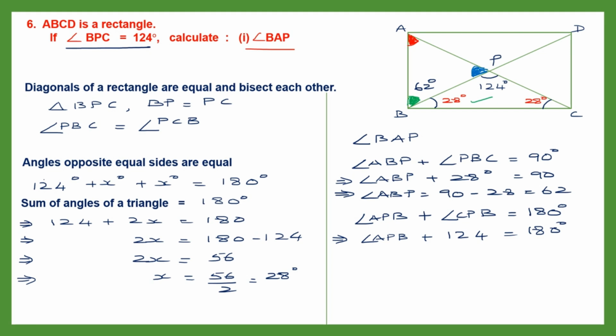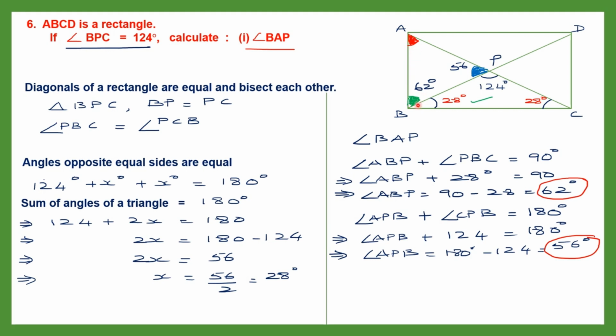Now why? Because they are angles on a straight line, or they are a linear pair. P and 124 are a linear pair of angles. So now we can find angle APB. This is equal to 180 minus 124, which is 56 degrees. So we should keep in mind these. Here we have 62, which we have written near the green angle. Now we have 56, which we are going to write near the blue angle. So now we have two angles of this triangle. We can find angle A, isn't it? Because when you add up all three, you should get 180 degrees.